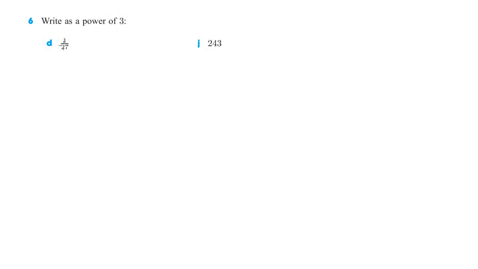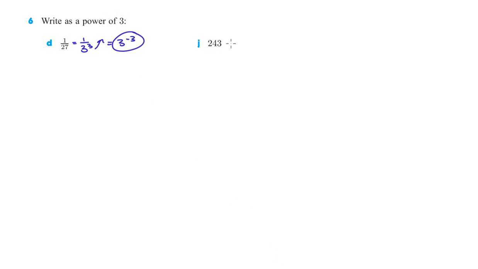Write as a power of 3, so 1 over 27. I'm just going to pay attention to 27 right now. I know that 27 is 3 to the 3rd power. So since we're writing it as a power of 3, we've got to move that up. So that turns from 3 to the positive 3rd on the bottom to 3 to the negative 3rd on the top. Okay, 243.